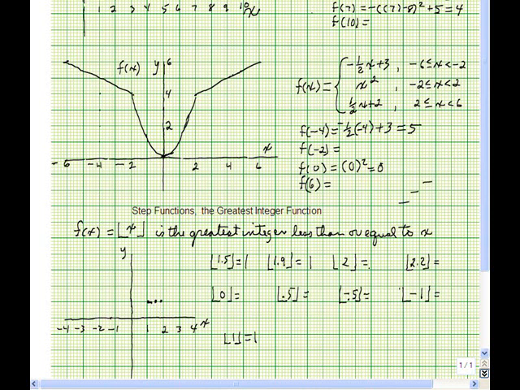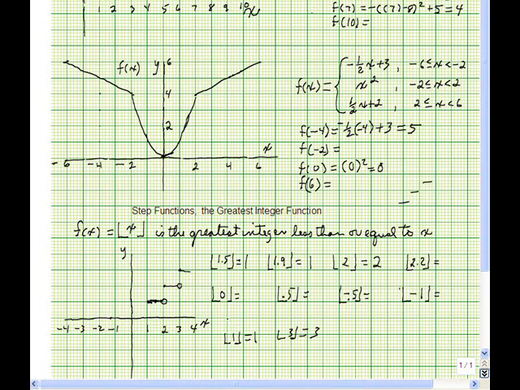But when I get to 2, the greatest integer less than or equal to 2 is 2. So I jump up. So it's like I don't get a value here. I jump up to here, and I'm going to get all of these values. But when I get over to here, I won't get a value here because the greatest integer of 3 is going to be 3. I'm going to jump up again to here.